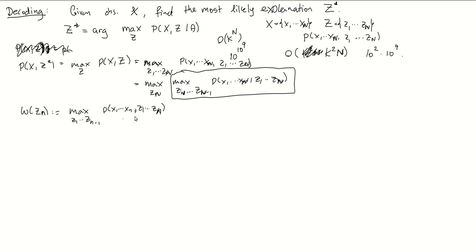But if we define this like this, then omega of z capital N would be the max over z1 to z capital N minus 1 of the probability of x1 through x capital N, z1 through z capital N. But this is exactly what we have over here. So then this would be the max over z capital N of omega of z capital N. So now we just renamed stuff. We didn't really do anything interesting here.